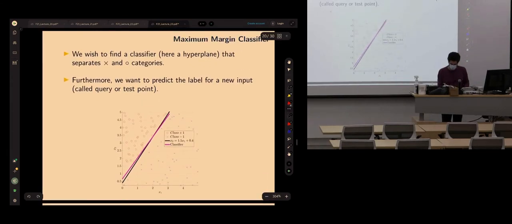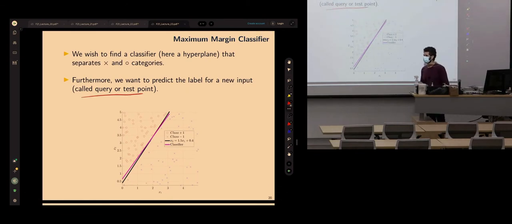Another technical term, if it's a new input, it's also called query or test input, right? So when you hear query or test input, it's just a new input that was not included in the given examples.